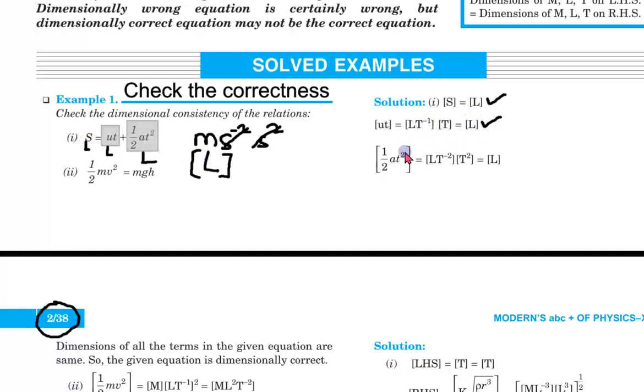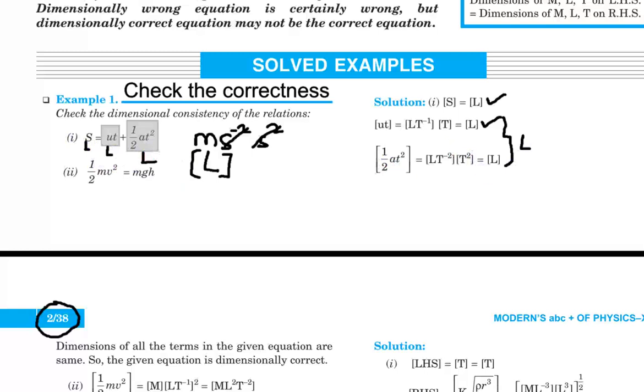I have left hand side L as right hand side first term is also L, second term is also L, but these two L sum up to L. If I add two length, it's still a length. The result will be still a length. So I'll get this plus will be also L. So left hand side and right hand side are equal. That means this first equation is dimensionally correct. I think it's clear enough.